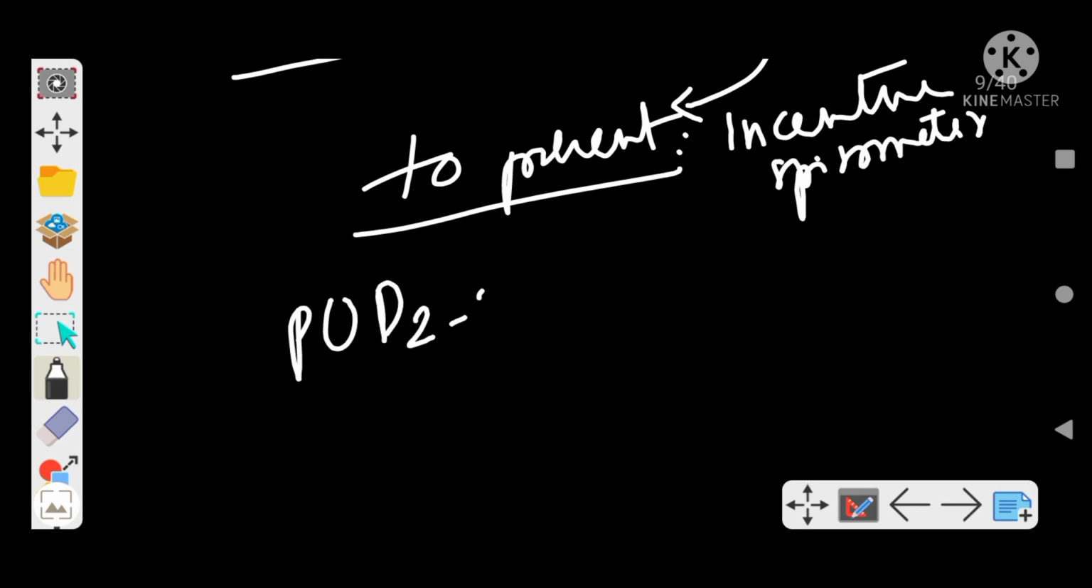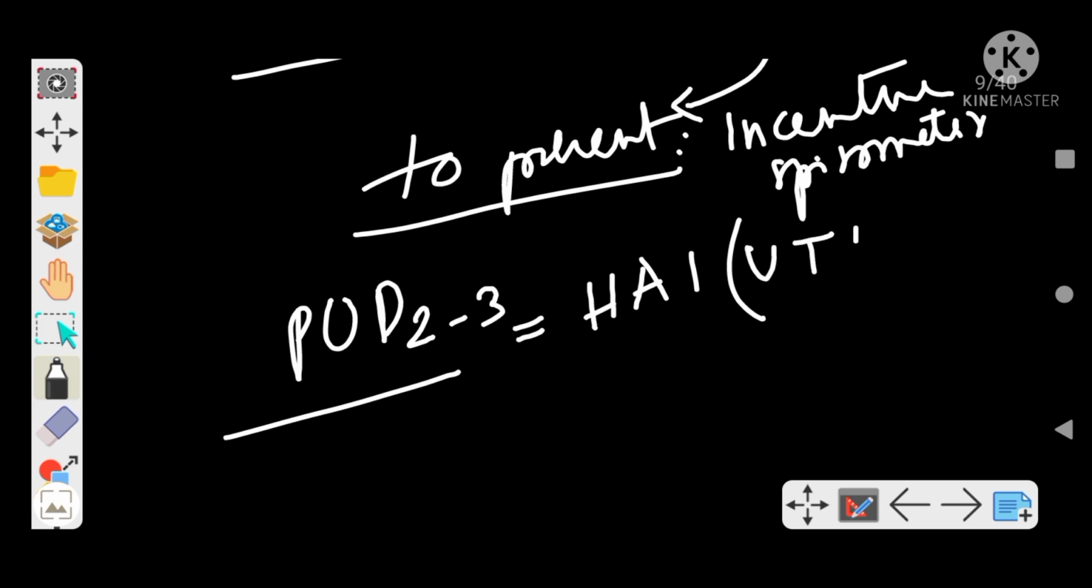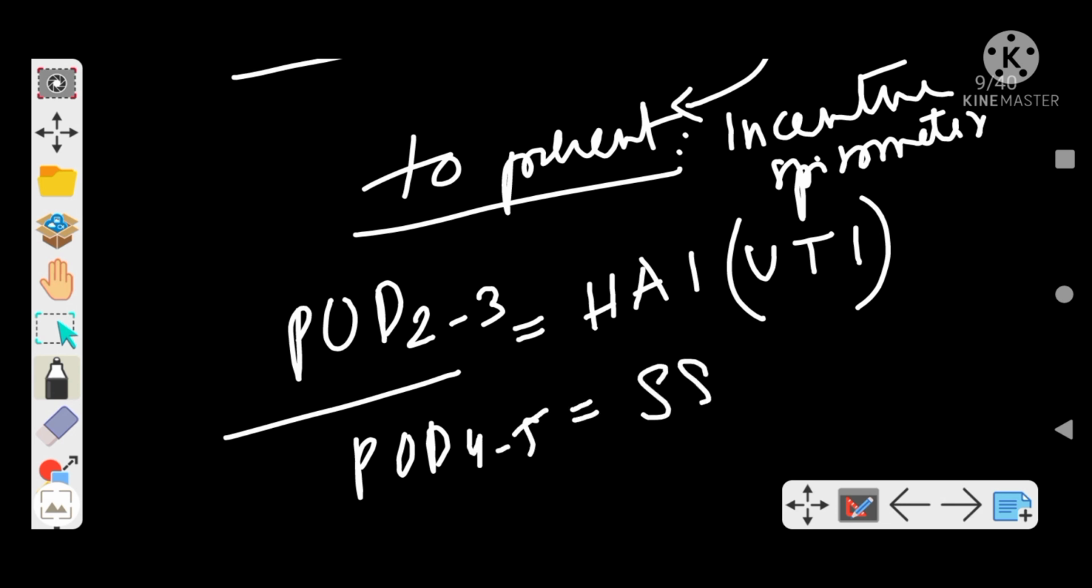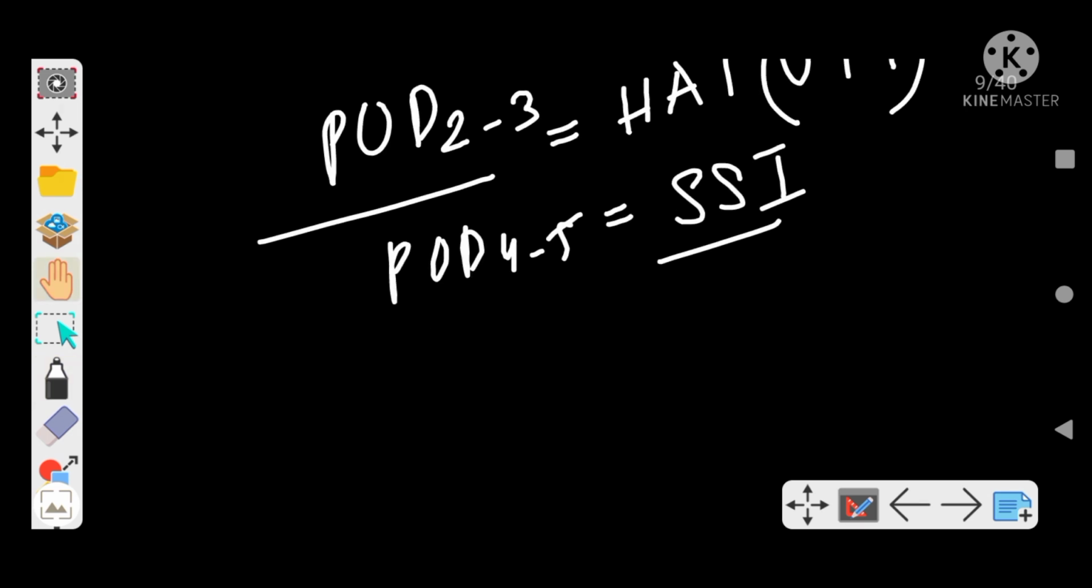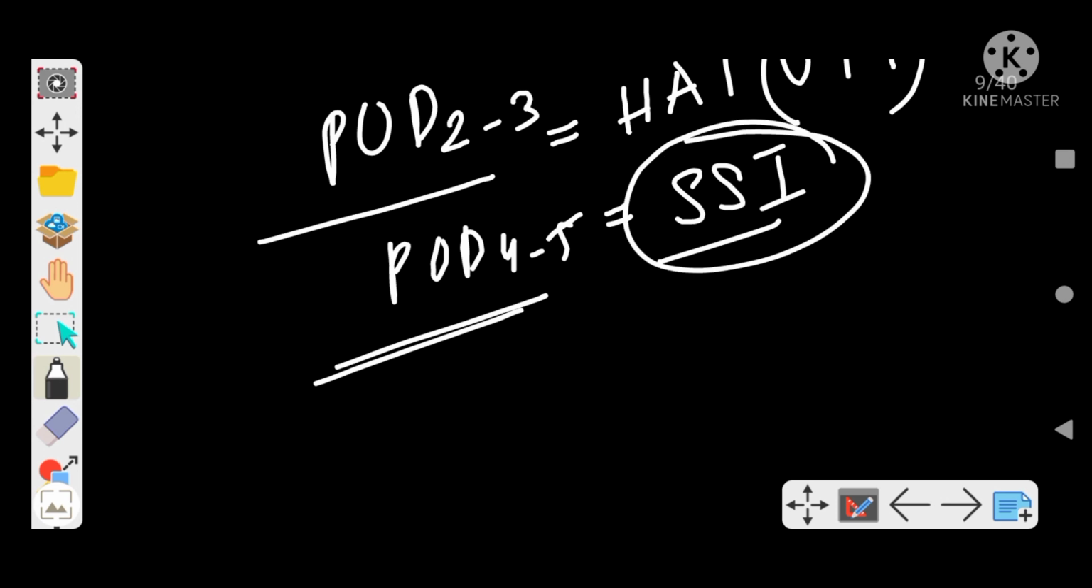In post-op day 2 to 3, we can face hospital acquired infection, which we can specify as urinary tract infection. This can happen in post-op day 2 to 3. In post-op day 4 to 5, we can face surgical site infection, if the patient had surgery. So in post-op day 4 to 5, in a surgical patient, there may be surgical site infection.